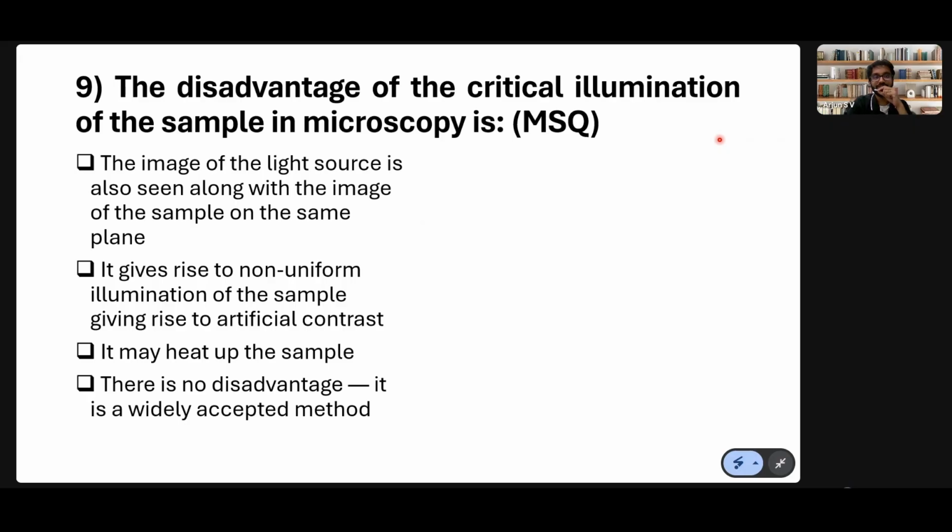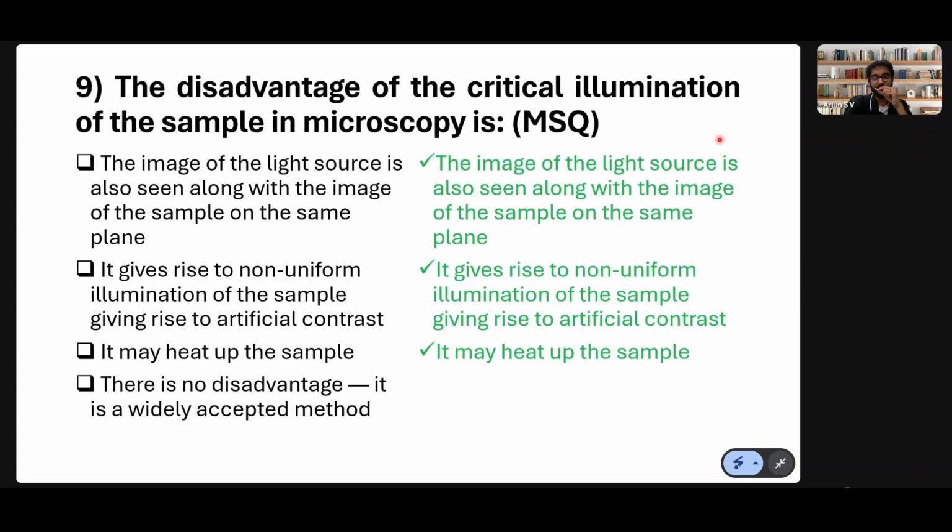This is also a very straightforward question. The disadvantage of critical illumination of a sample in microscopy is what? Except for the no disadvantage option, all the options are valid disadvantages of critical illumination of the sample. Your image of the light source is seen with the image of the sample, and it also gives rise to non-uniform illumination of the sample, and it also might heat up the sample. So all of them are disadvantages of critical illumination.